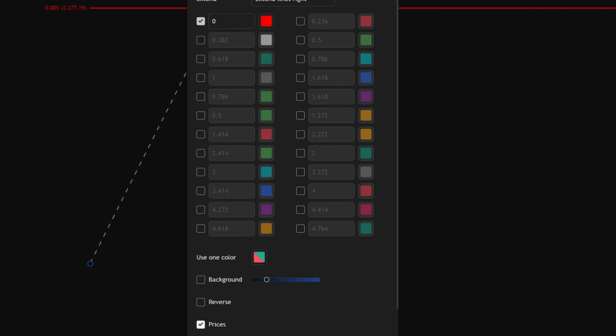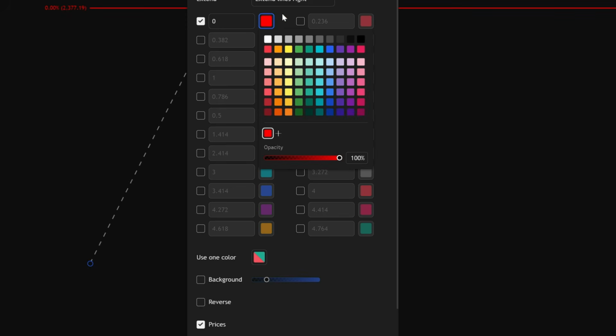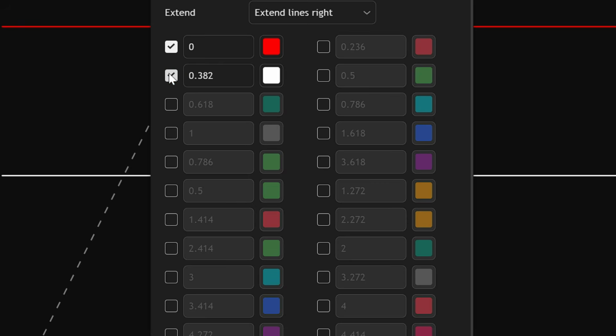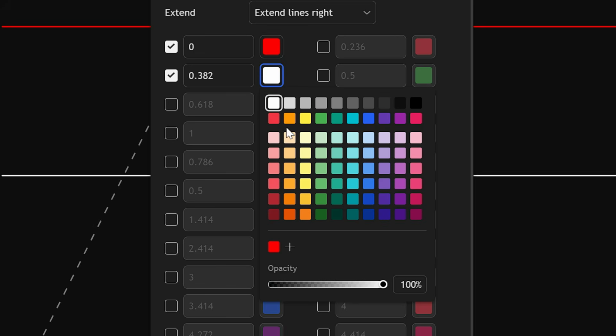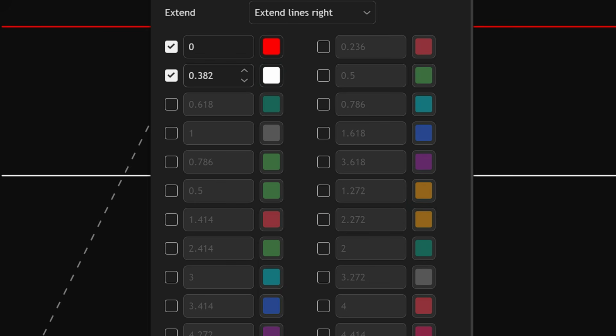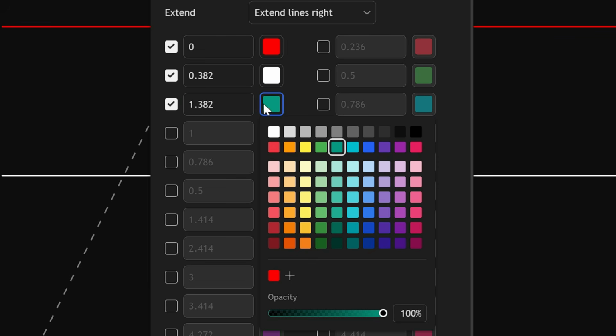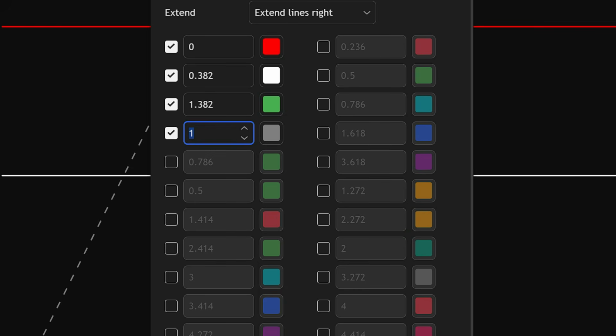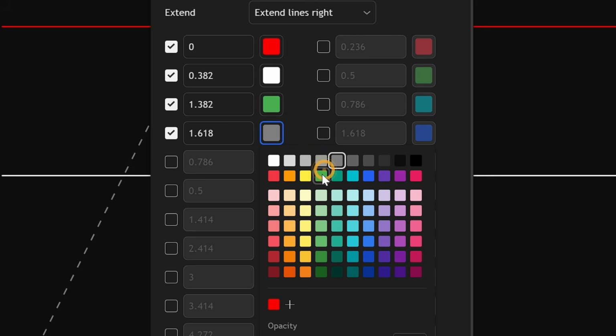First, set the first level to 1 and color it red. Then the next one is set to 0.382. That's your critical level and we'll color it white. The next level is 1.382 and color it green. And the final one is 1.618, which is also green.